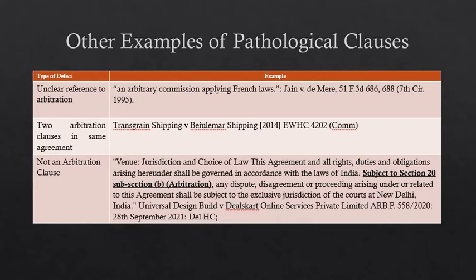So perhaps there were two subsections in the agreement. One was containing arbitration, and the other one was providing for exclusive jurisdiction of courts at New Delhi. But then, probably because the parties' agreement, that clause relating to arbitration was deleted, but the phrase "subject to" was not removed, then perhaps because of this reason, this defect arose. This arose in the recent case of Universal Design Build versus Deals Cart Online Services, a 2021 decision.